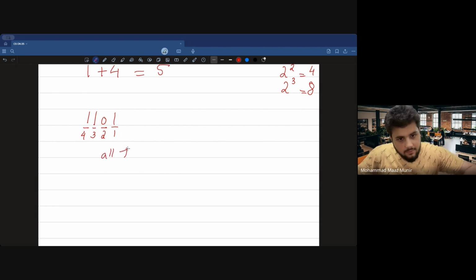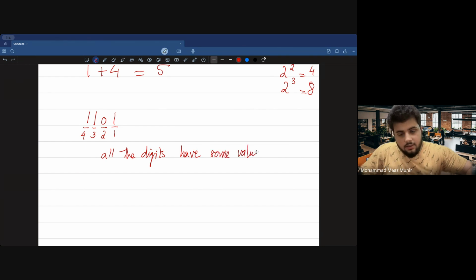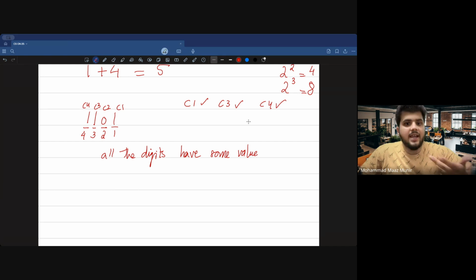But we don't need to find the value for all the digits. We only need to find the value for the digits which have been turned on. Like let's say I want to print some number. That number is printed when I turn on, let's say for instance, this is circuit 1, this is circuit 2, this is circuit 3, this is circuit 4. Now when I turn on circuit 1, circuit 3, and circuit 4, I get the number which is being denoted by 1101.